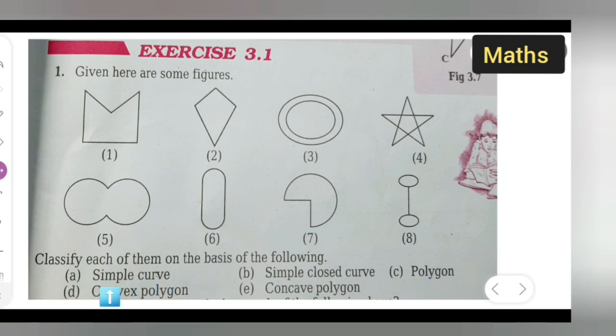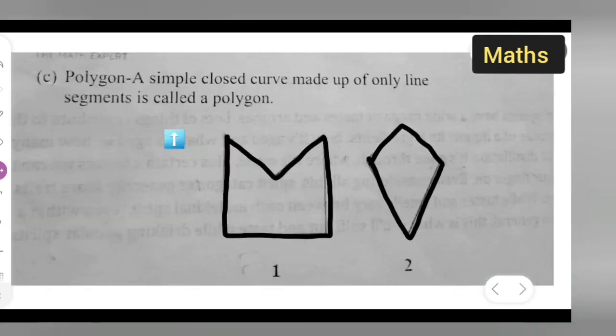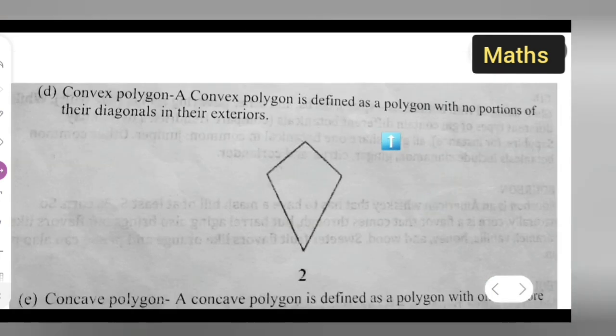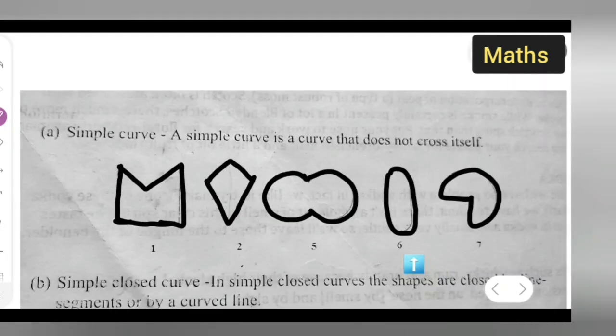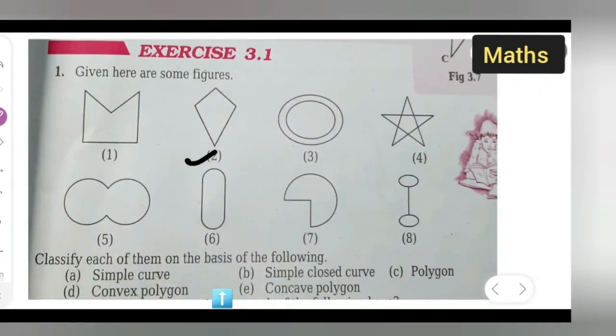Now next is the convex polygon. Which are the convex polygons? Let us see first what a convex polygon is. A convex polygon is defined as a polygon which has no portion of the diagonal in its exterior. So the second figure will be a convex polygon.